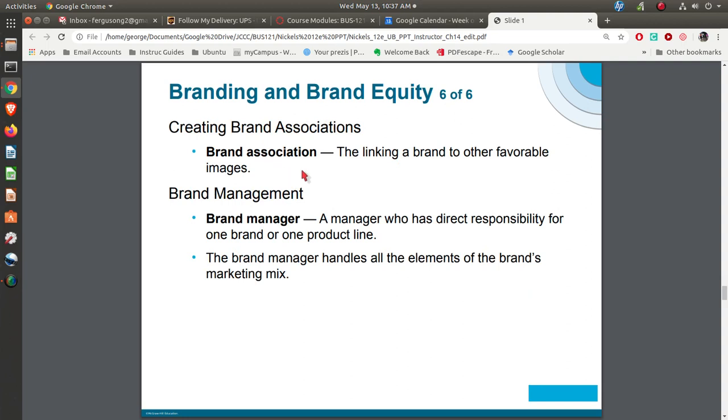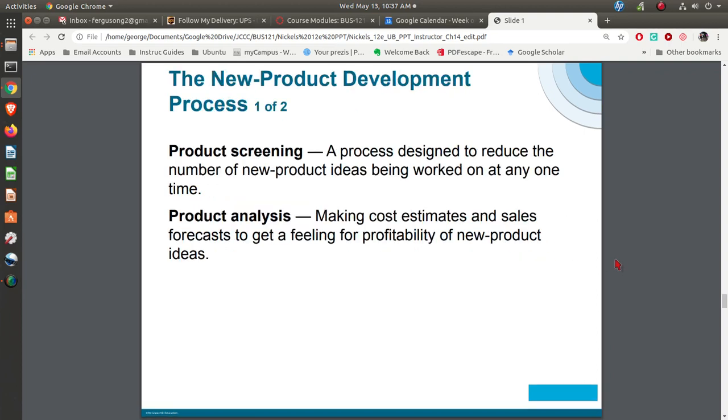Then you also have the brand association. In other words, we may associate a particular brand with other brands. So for example, that's why grocery stores will have the sodas near the chips, because there's going to be some sort of association that goes with that. And you have a brand manager, somebody who is responsible for really managing, and they have direct responsibility for protecting and marketing that particular brand.